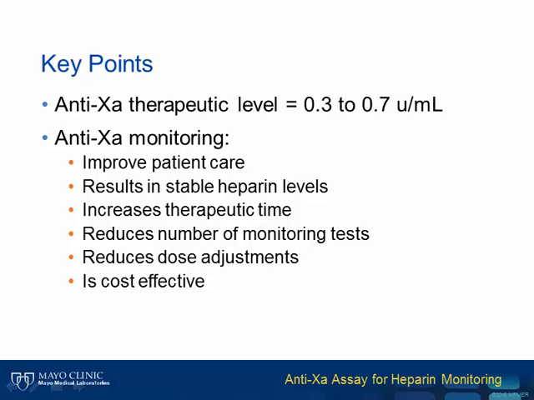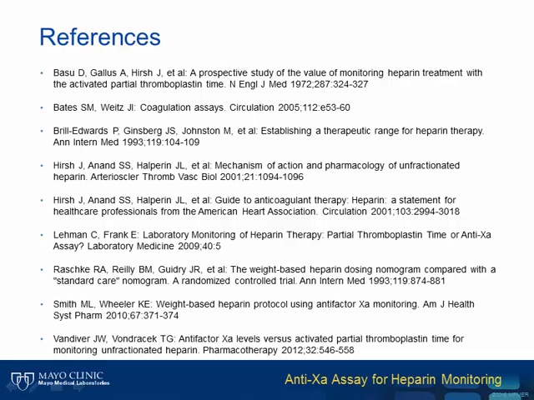The variability in actual patient plasma heparin levels is less when using an anti-10A protocol than a PTT-based protocol. Direct heparin level monitoring with the anti-10A has been shown to achieve therapeutic levels faster and maintain them longer while reducing testing and dose adjustments. While the anti-10A is more expensive, reduction in testing, dose adjustments, and associated labor make it a cost-effective method that improves patient care. I have provided clinical references on this topic.